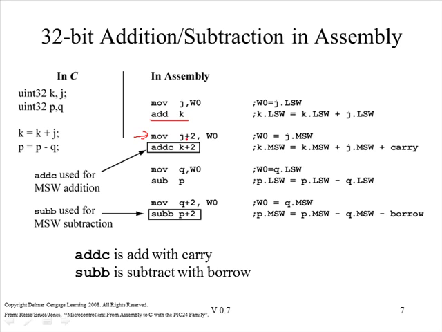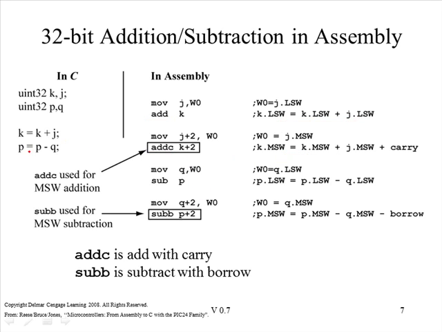This form of the move instruction here affects none of the flags. So whatever carry was produced by this add is still going to be the same carry value when we do this add with carry. So when adding 32-bit values, we'll use the normal add instruction for the least significant word addition, and then we'll use an add with carry for the most significant word addition.